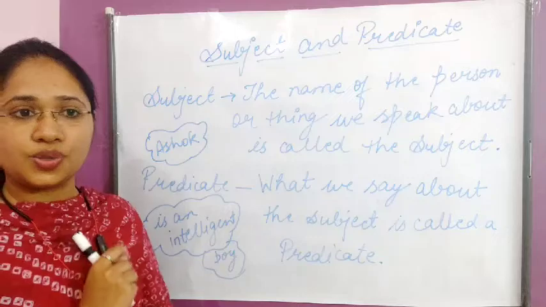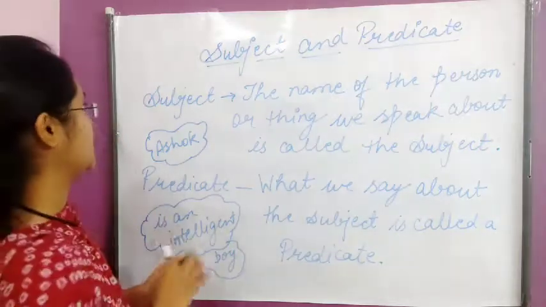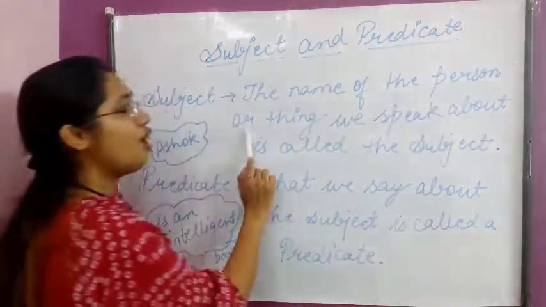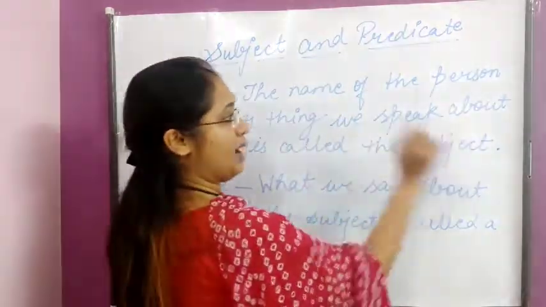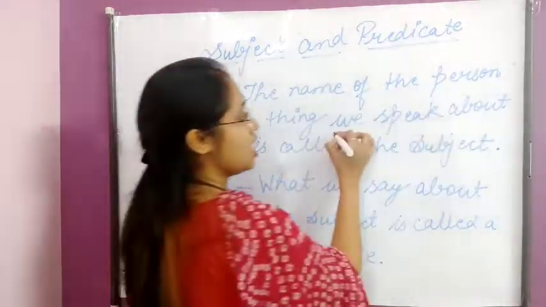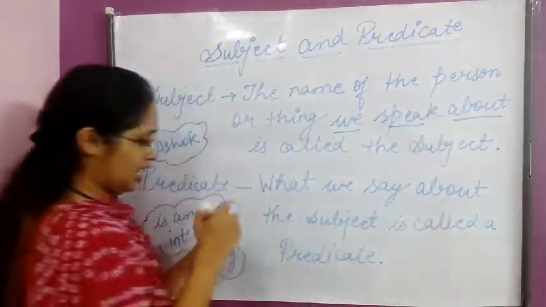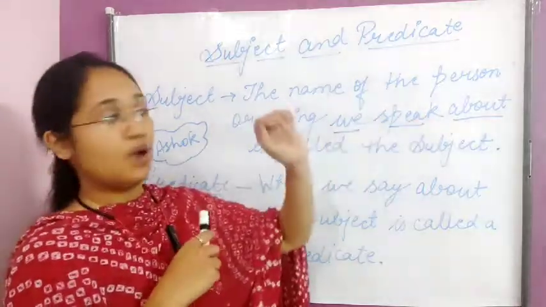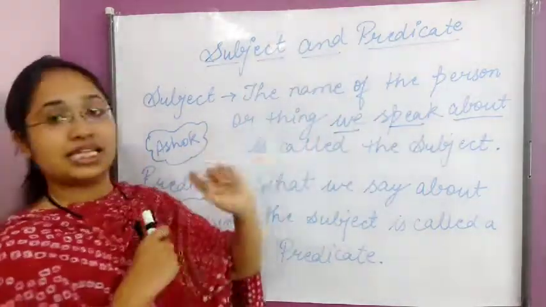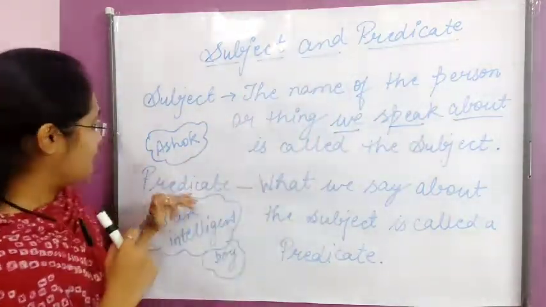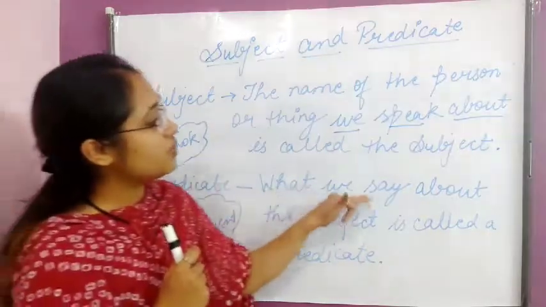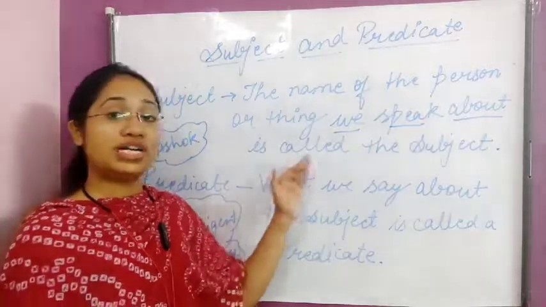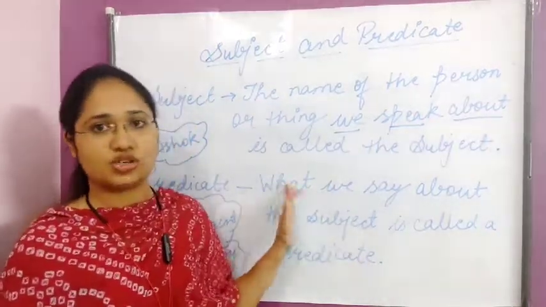Here I already wrote the definition of subject and predicate. Subject means the name of the person or thing we speak about. It means whatever person or thing we speak about, that is the subject. And for the predicate, what we say about the subject is called the predicate.